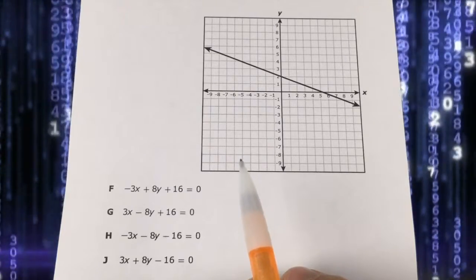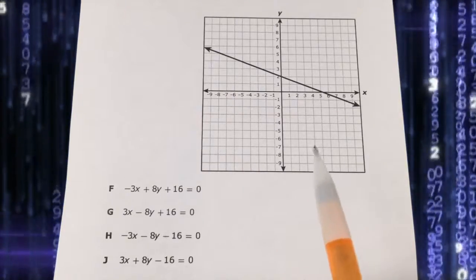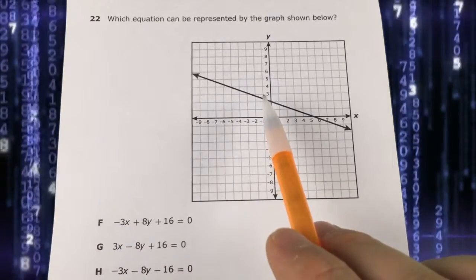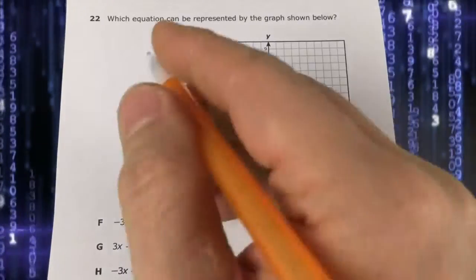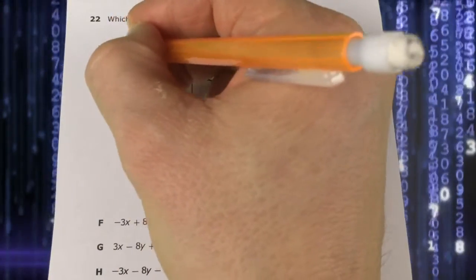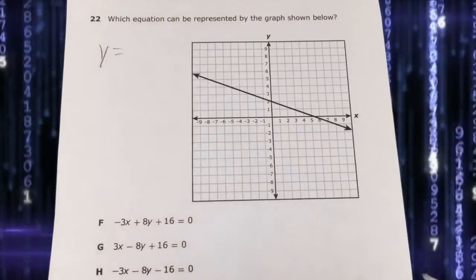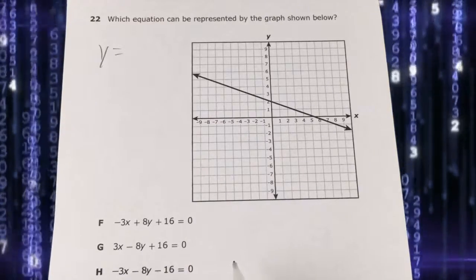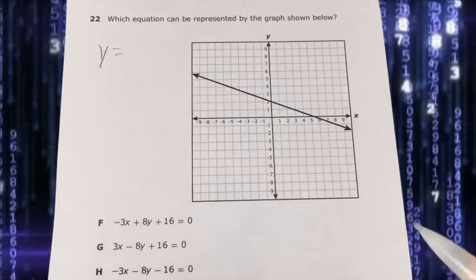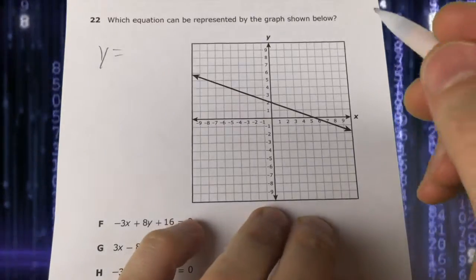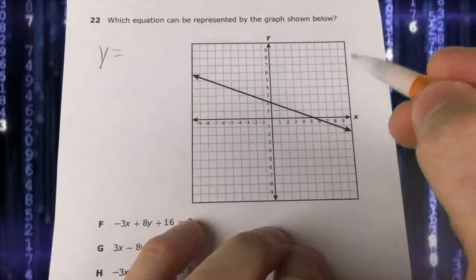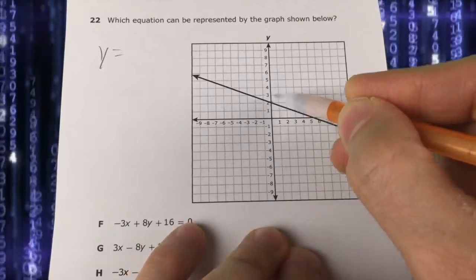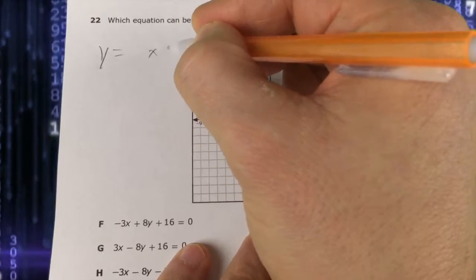Okay, so here's what we need to do. We need to first, to the best of our ability, get the equation of this line, maybe in slope-intercept form. That'd be the easiest thing. And then we're going to have to convert each of these into slope-intercept form also and see if it matches what we got. Also, this is a little hard to read. The y-intercept's definitely 2. So it's y equals something x plus 2.